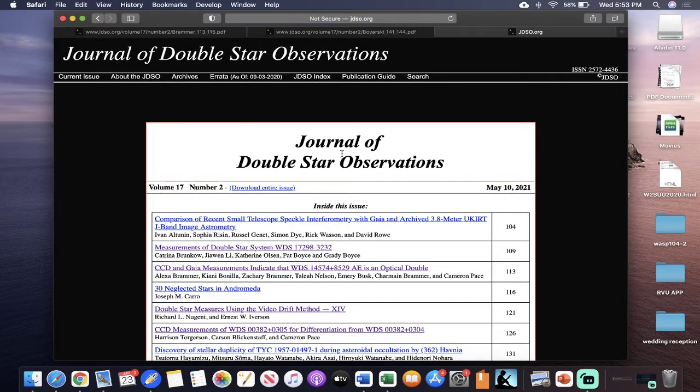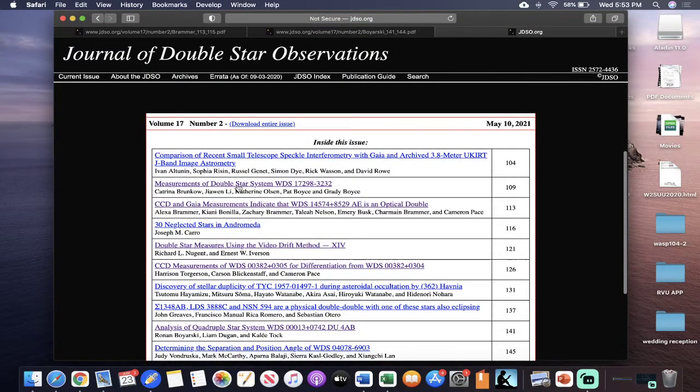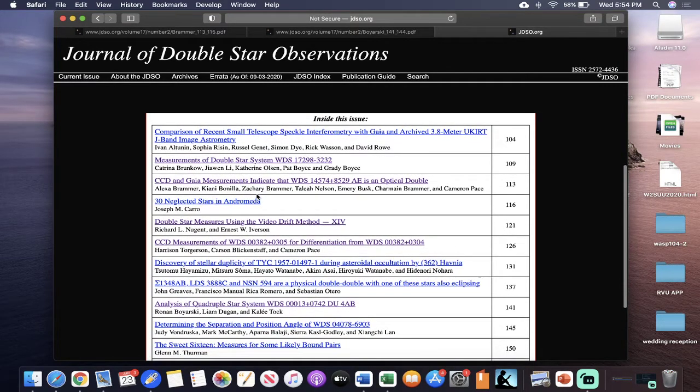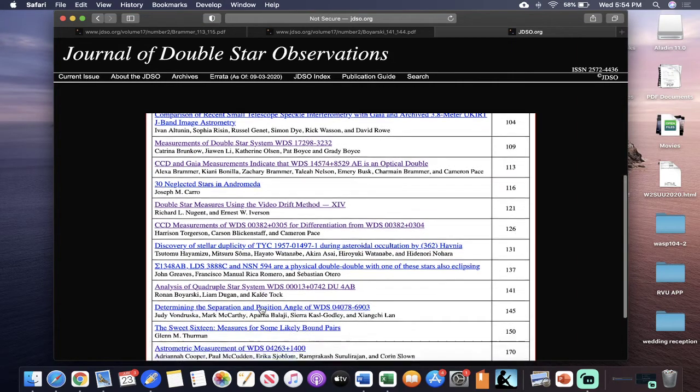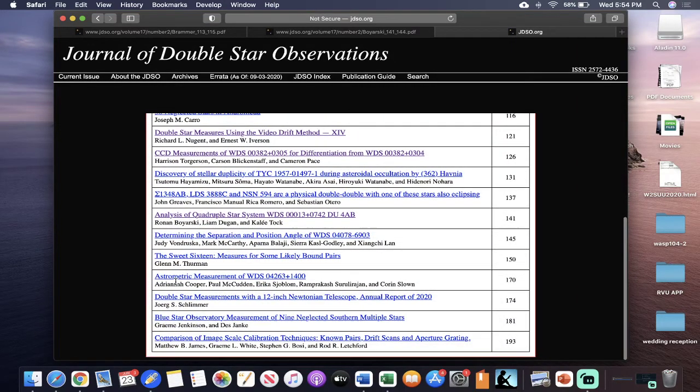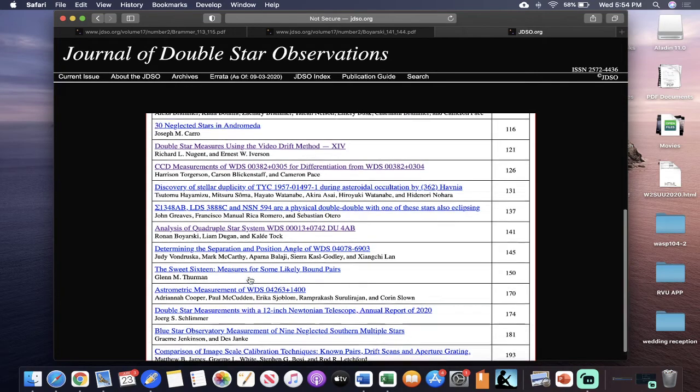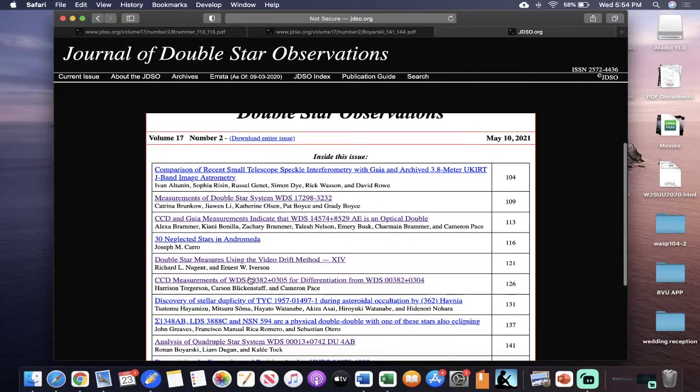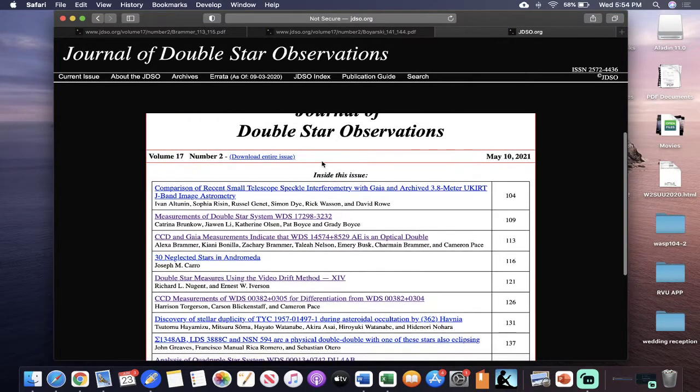When you click on that, it'll just take you to the home page, and you can go through and click on any link here. These are just articles that have been published. Any that have the words double star or quadruple star or astrometric measurement are going to be double star measurement style articles. So that's what I would do. I've clicked on a couple up here so that we can take a look at them as we go through.